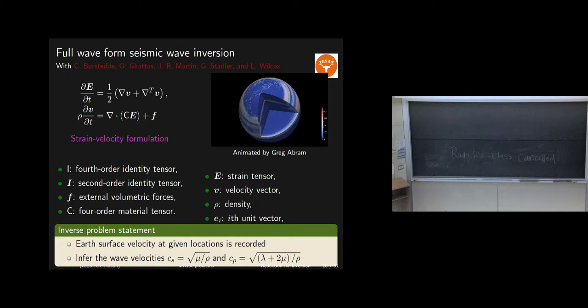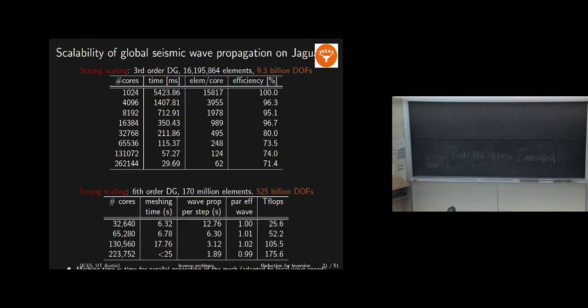Okay, so for the forward problem, 8 years ago we did it with a high order method, don't worry about that. My main point is that in this problem we have 9.3 billion degrees of freedom, and this is the parallel efficiency scaling up to 262,000 processors. And we got 71% parallel efficiency. And if you increase the solution order, which gives you a more accurate solution, of course more expensive, you can get to almost 100% parallel efficiency, right? That's the beauty of high order methods, which I'm not going to talk about here. Okay, so that's the forward solve.